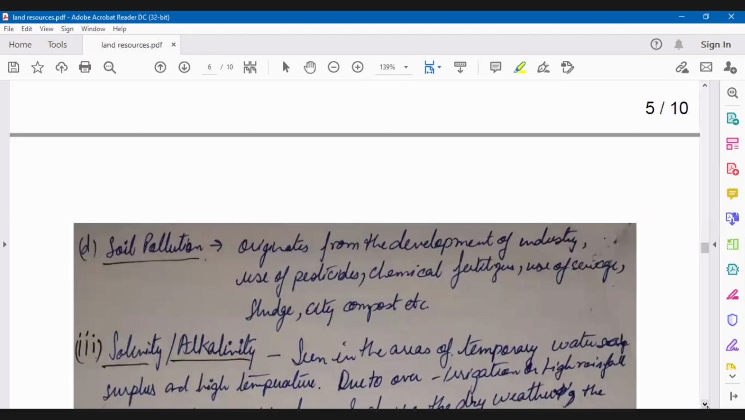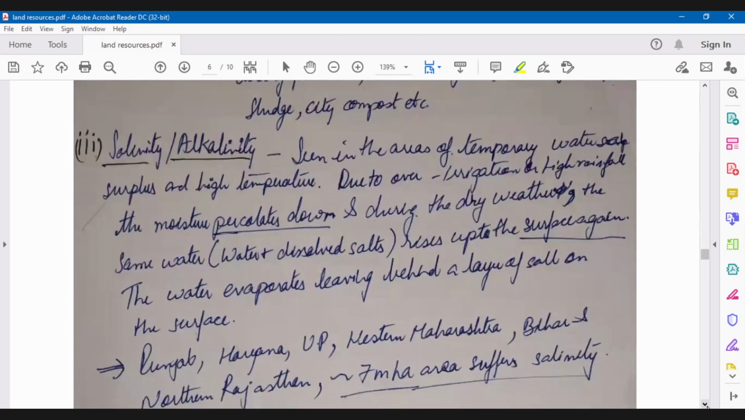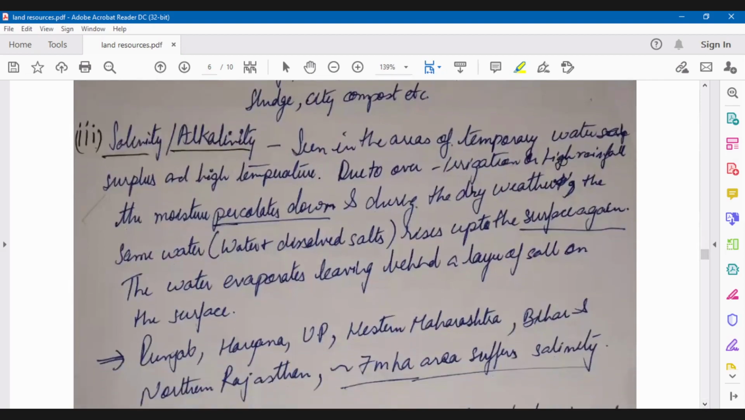So in soil pollution, let us read about salinity. Salinity happens whenever there is over irrigation or high rainfall, so the moisture percolates down. During the dry weather, the same water and dissolved salt rises up to the surface again.